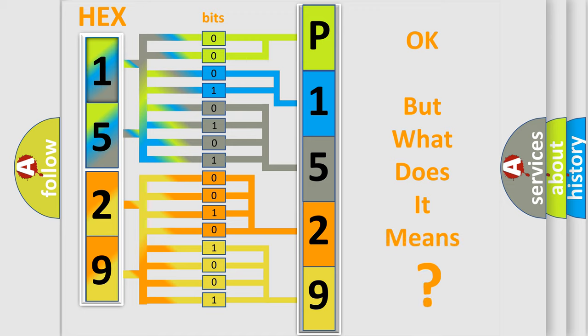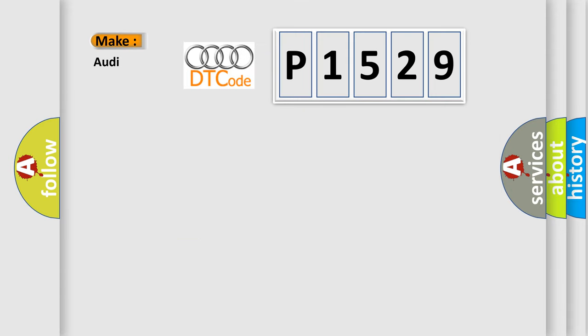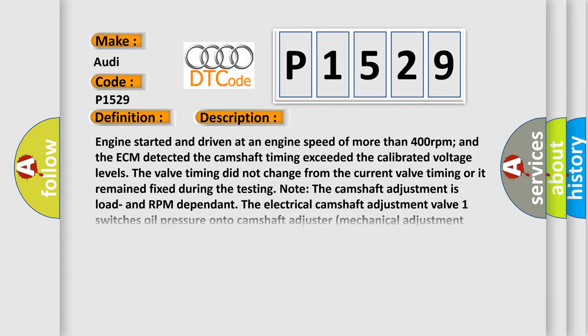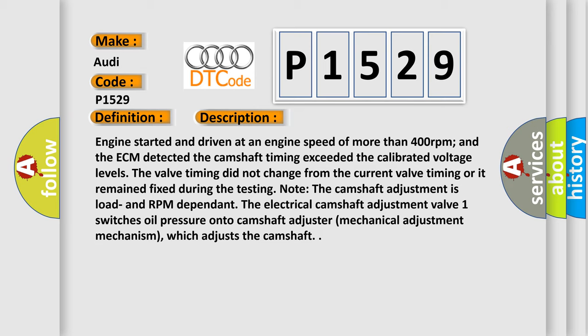The number itself does not make sense to us if we cannot assign information to what it actually expresses. So, what does the diagnostic trouble code P1529 mean specifically for Audi? The basic definition is camshaft control circuit short to B+. And now this is a short description of this DTC code.